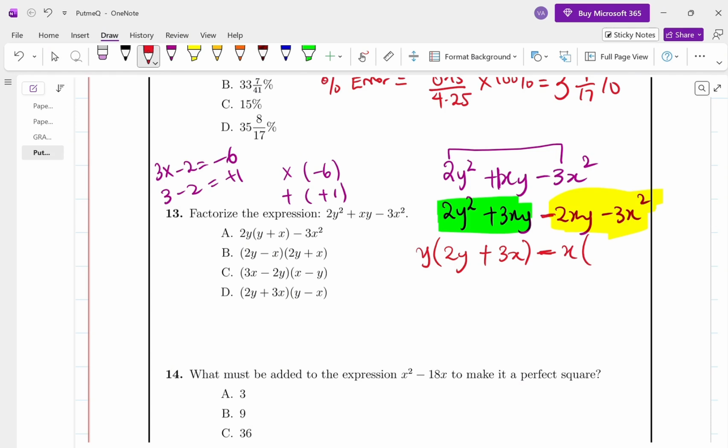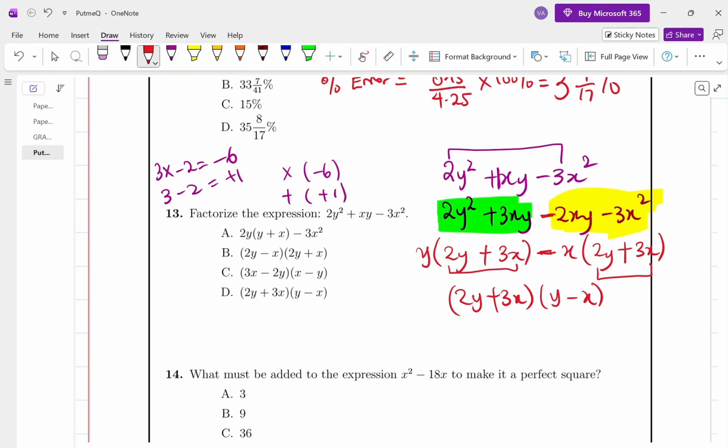So this is x bracket. Now let's divide. Minus cancels out minus. 2xy divided by x is 2y. Now minus and minus is plus. 3x squared divided by x would give us 3x. Now you can see that the brackets are the same. It should be the same. So this is 2y plus 3x. And then what is outside is y minus x.